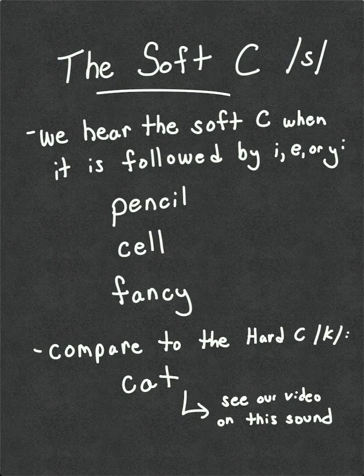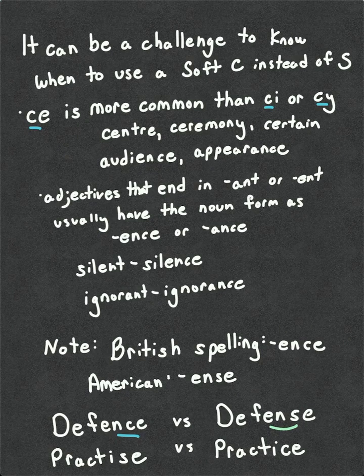So compare the word cat to fancy. Fancy, cat. Notice the different sound the C is making in those two words. And if you want to know more about that hard C sound, we actually have a whole video committed to it. It can be a challenge to know when to use the soft C instead of the letter S, because again, we're making an S sound, so it stands to reason that we'd use the letter S.